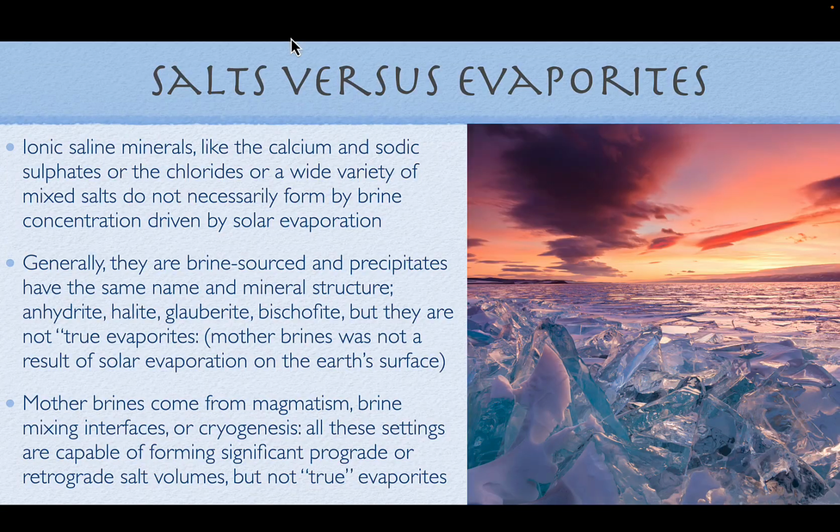There are many other situations where ionic salts or saline minerals can form that are in regions where we do not see brine concentration driven by solar evaporation. So these are not true evaporites. Their mother brines typically come from a variety of magmatic, brine mixing interfaces, even brine freezing. And all of these settings are capable of forming significant variety of prograde and retrograde ionic salts, minerals such as anhydrite, halite, bischofite, but they're not true evaporites. They are not solar-derived precipitates.